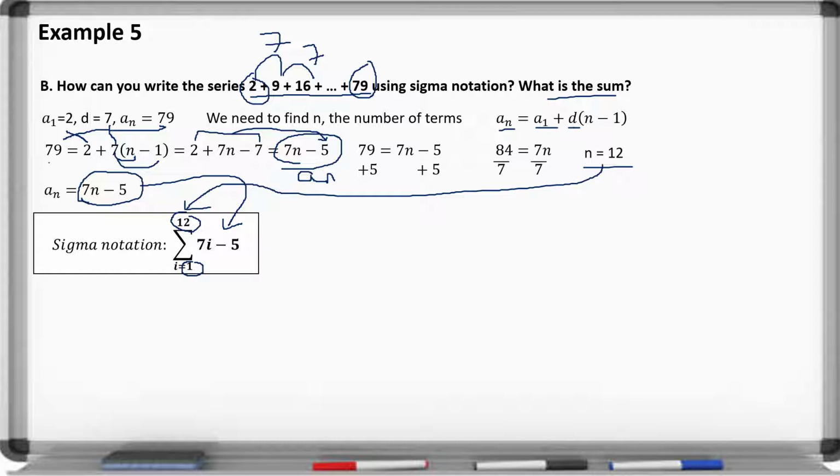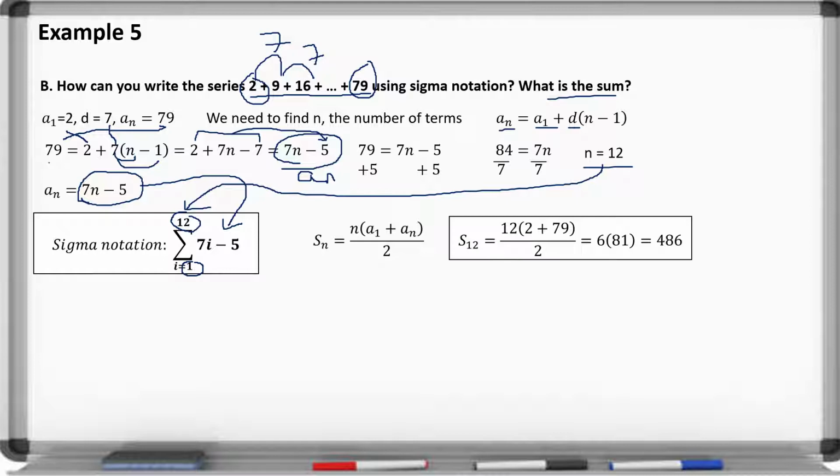So now in order to find the sum, we need to use this formula. We know that n is 12, so we're going to plug in 12 here. And we know that a1 is 2. So this is a1, what we found earlier, and this right here is a12. Then plugging those into the formula, we get 6 times 81, which is 486. So you can imagine using this formula is actually quite helpful. Instead of adding all the numbers from 2 to 79, you can simply use this formula and get the answer right away.